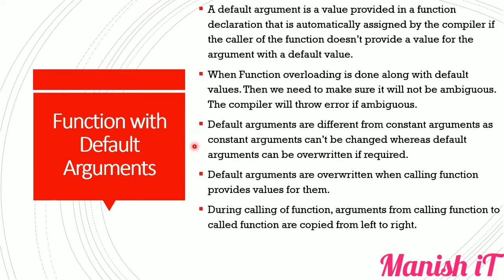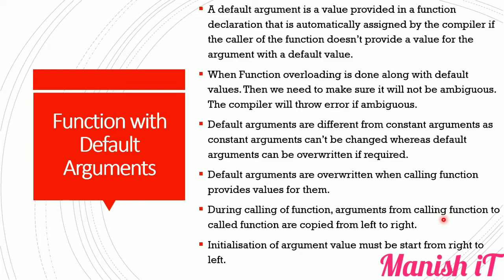And next, during the calling of a function, arguments from the calling function to the called function are copied from left to right. This is the most important thing: left to right. Next, initialization of argument values must be started from right to left. So these two lines are the most important in functions with default arguments. So see by the example.